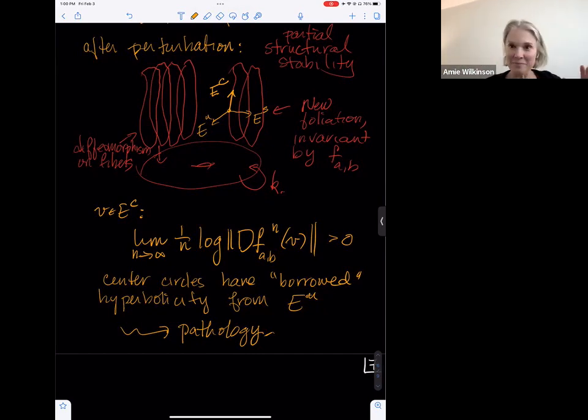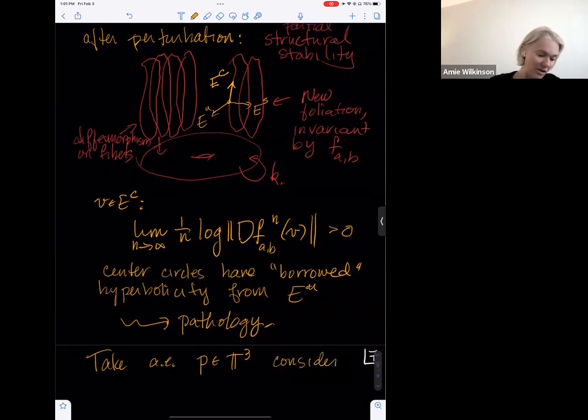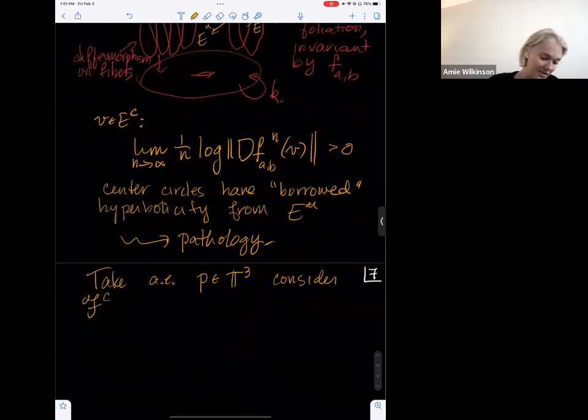This is what causes pathology. It's the production of positive exponents. And the reason is, let me just say in words. I take almost every point P in T3, and I consider this circle, let's call it FC of X, of P, sorry, through P.